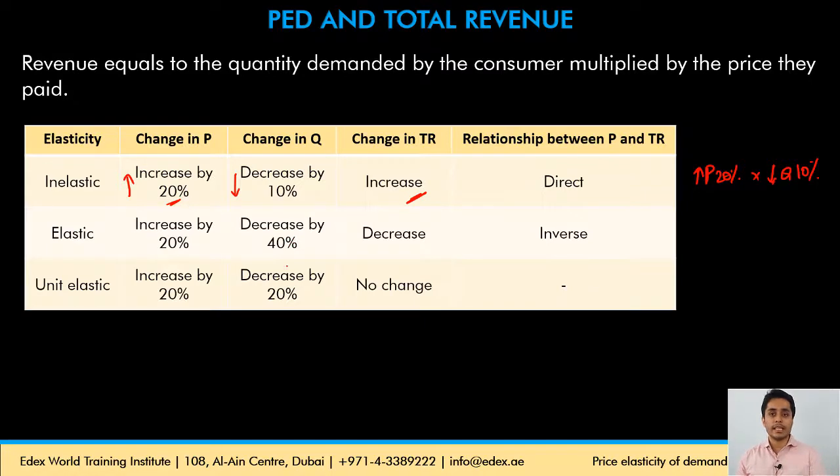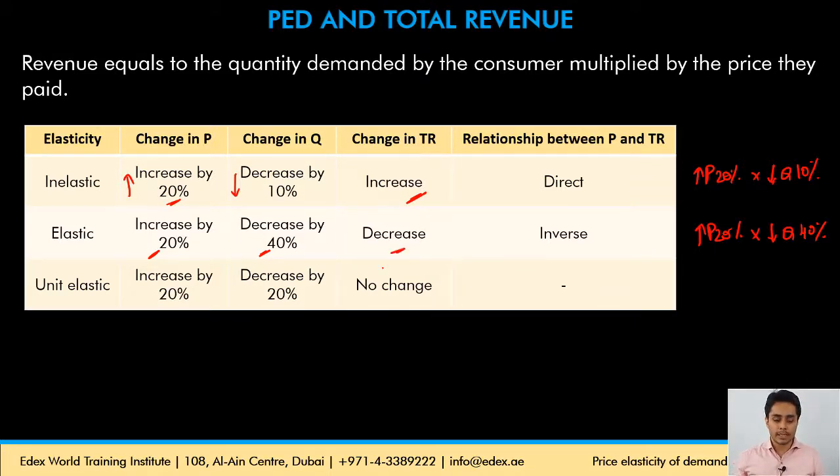Let's have a look at the elastic demand products. Let's say for such products, the producer decides to increase the price by 20%. Since the products have elastic demand, the quantity demanded will have to decrease by a greater percentage, and hence quantity demanded fell by 40%. Now, see, the price is going up by 20%, but the other element of the total revenue, which is quantity, is going down by 40%. Think for yourself, what would happen to the total revenues? Obviously, it will go down. The change in total revenue will be negative.